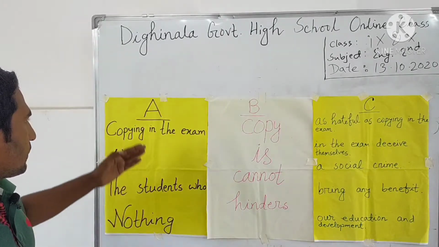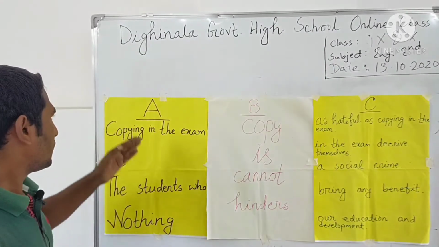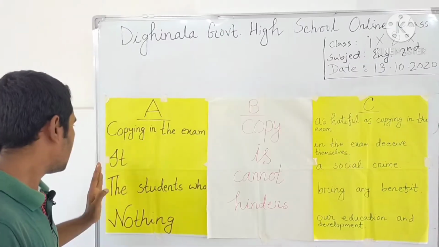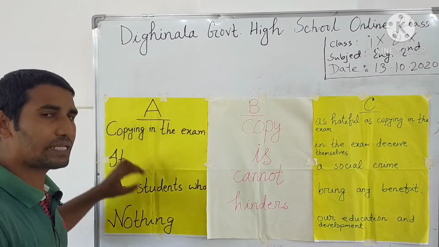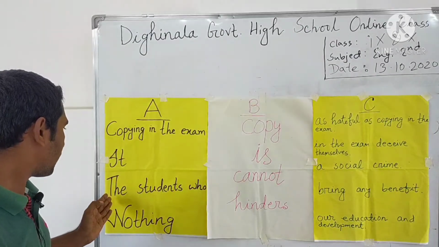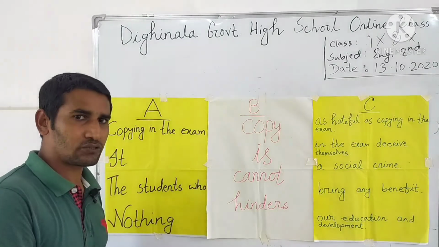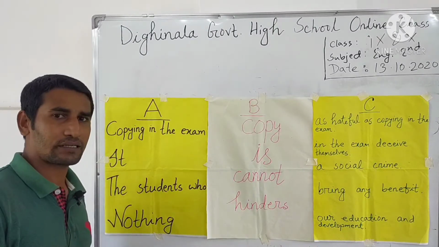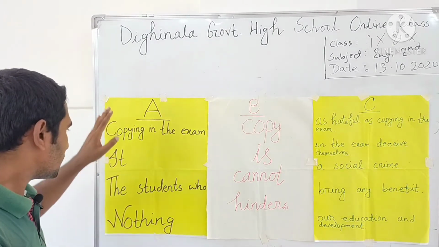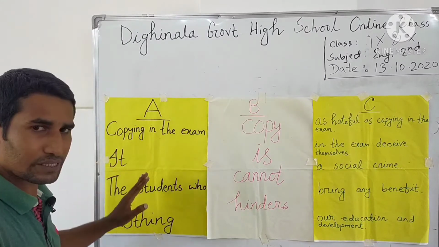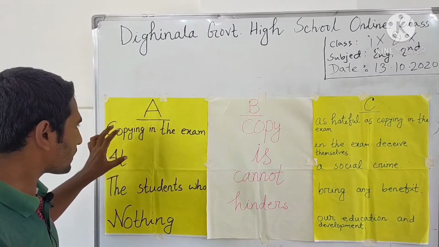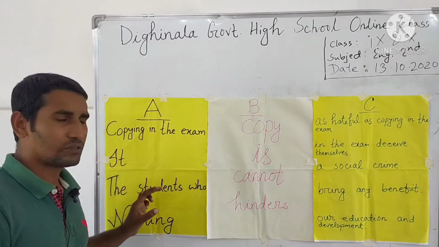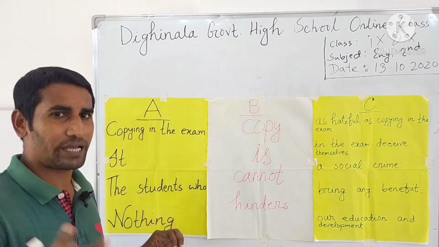Okay, see the ideas here. In column A, there are copying in the examination, porikha nakol kora, it refers to copying in the examination. Then there is the students who, chhatro chhatrira jara, and number 4, nothing, kichui na. That means you can clearly see here there are 4 items here. So here 3 items will be used once and 1 item will be used 2 times or twice.